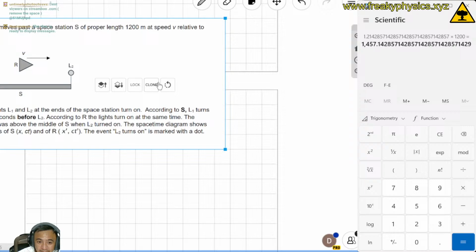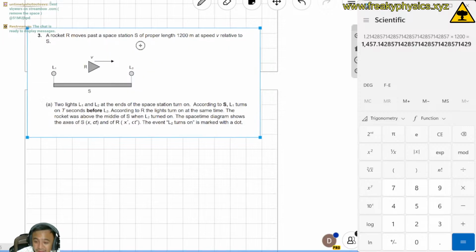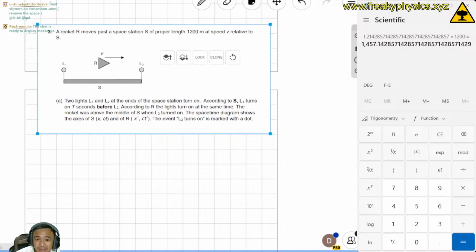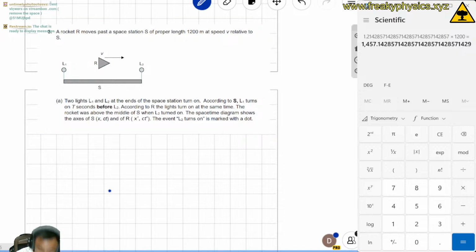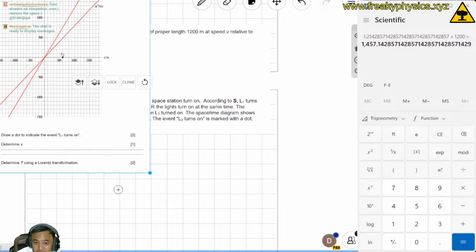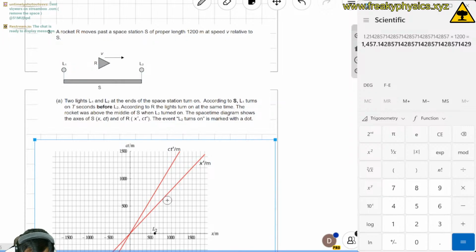The rocket was above the middle of the station. Okay, so let's look at this now. I think the easiest way to do this is space-time diagrams again, right? Your space-time diagram is in fact given here in the next part. Let's just put it up here. L1, L2. Where's L1 here? All right, there we go. We're determining V, and we're determining something else here.